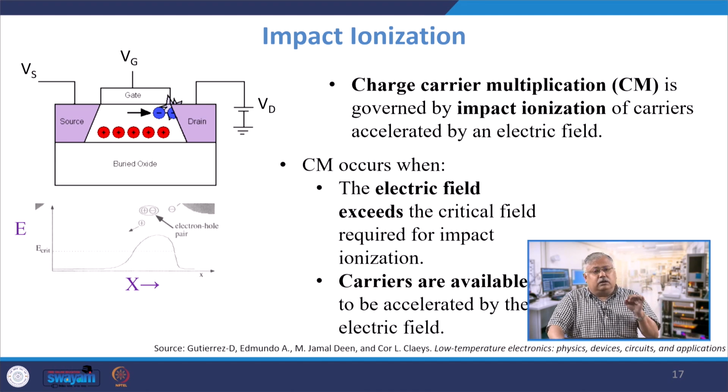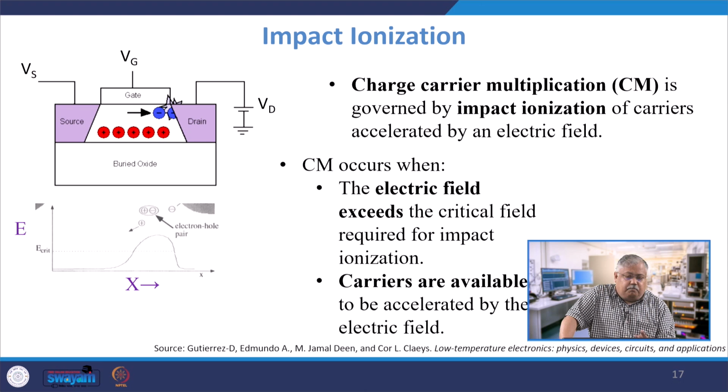Now, the charge multiplication can only occur when the applied electric field exceeds the critical electric field required for impact ionization. So, there is a critical electric field above which you will actually expect to see charge multiplication. Any electric field below that, you will not be able to see any charge multiplication, or impact ionization.